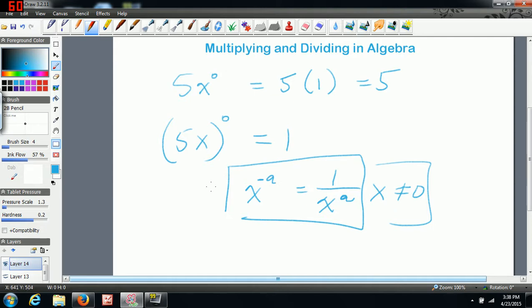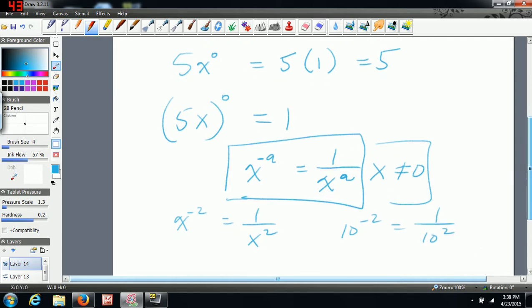So that's another rule to keep in mind. And this applies for numbers or anything. So if you have x to the negative 2, you can just write that as 1 over x to the 2 to make it positive. Or if you had, say, 10 to the negative 2, you could write that as 1 over 10 to the positive 2. Okay, so you can use it for numbers or variables.